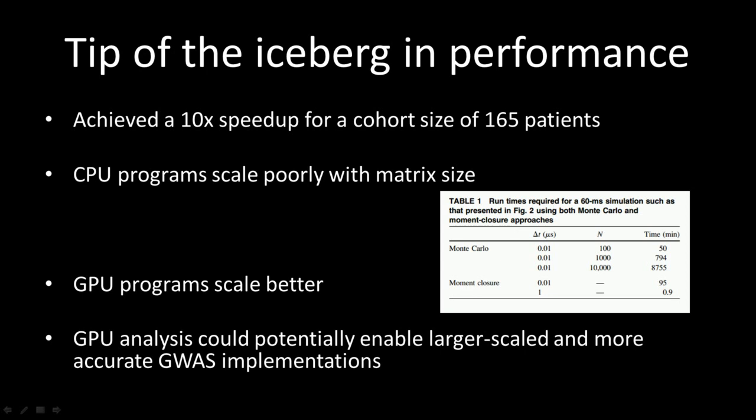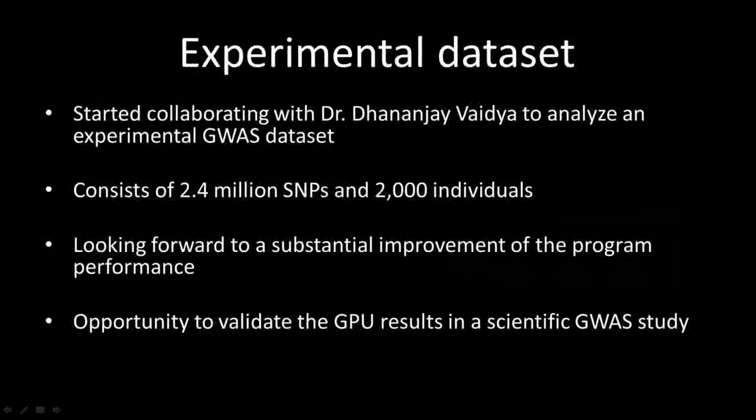The implication of the GPU data parallel architecture is that we're potentially enabled to analyze larger patient cohort sizes and also enabled to incorporate more covariates. Implementing GPU GWAS will not only achieve computational speedups, but also could potentially enable larger scale and more accurate GWAS implementations.